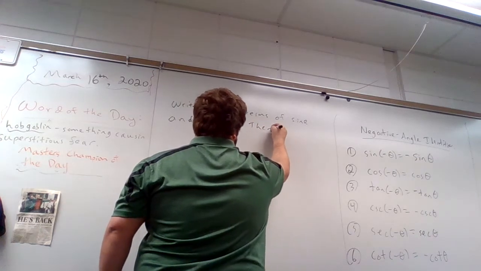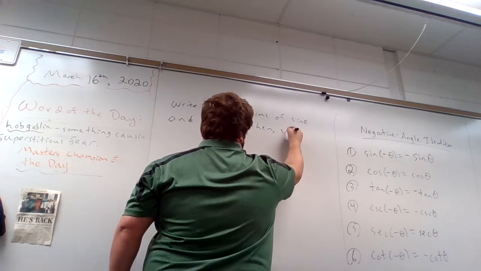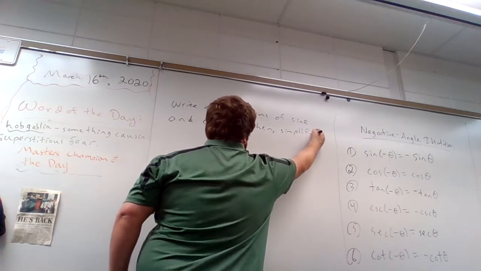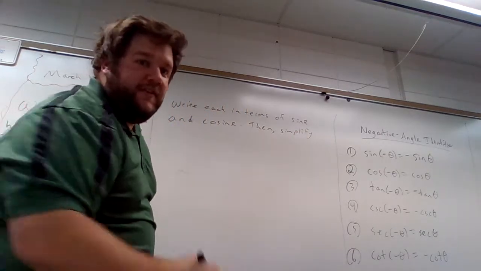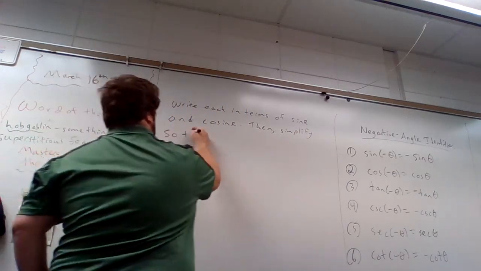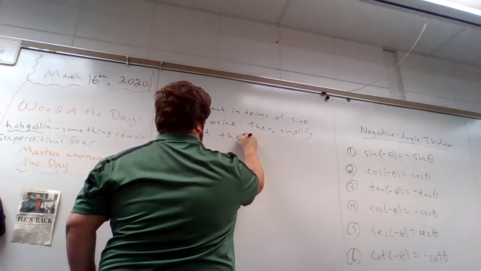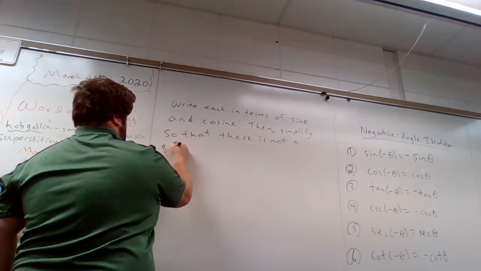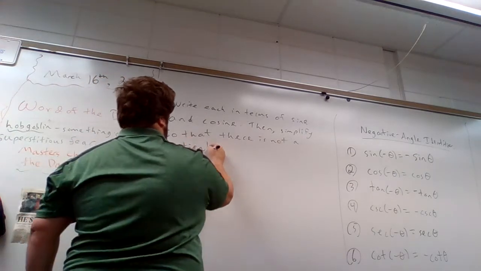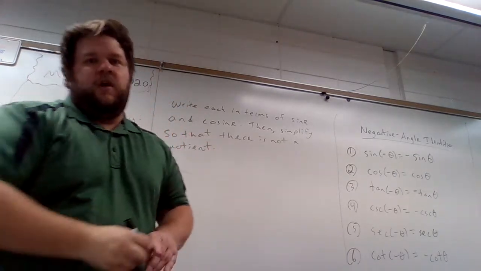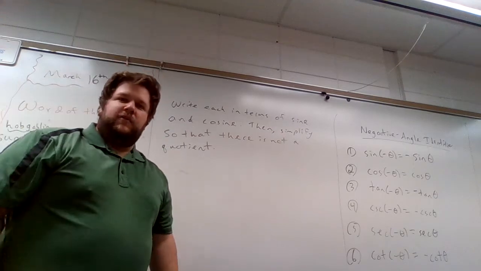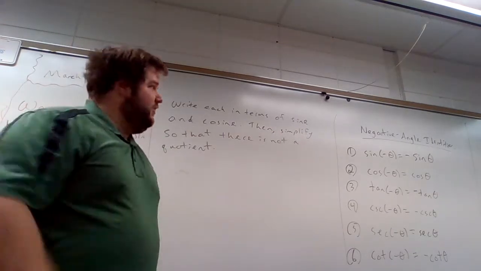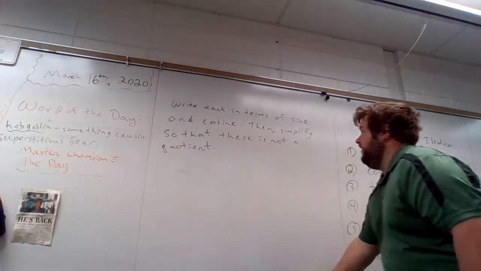Then simplify. Simplify so that there is not a quotient. So basically we're saying we don't want a fraction. We want to write everything in terms of sine and cosine, simplify, and then see what happens. That's the idea.